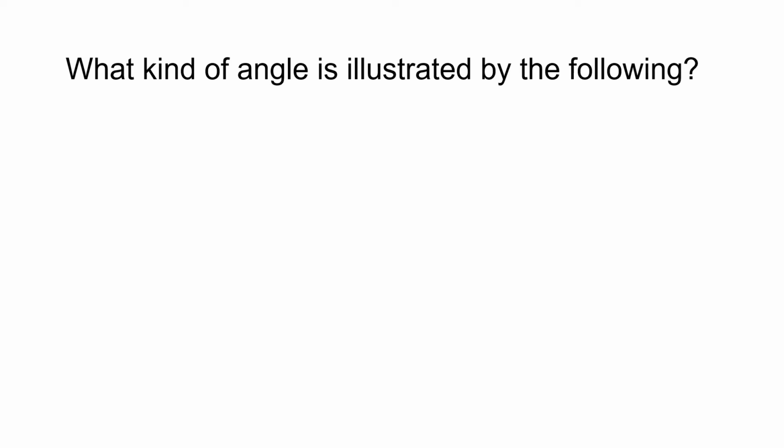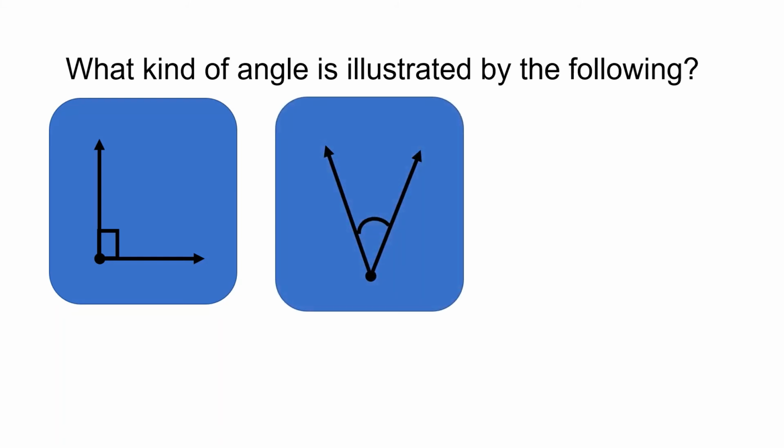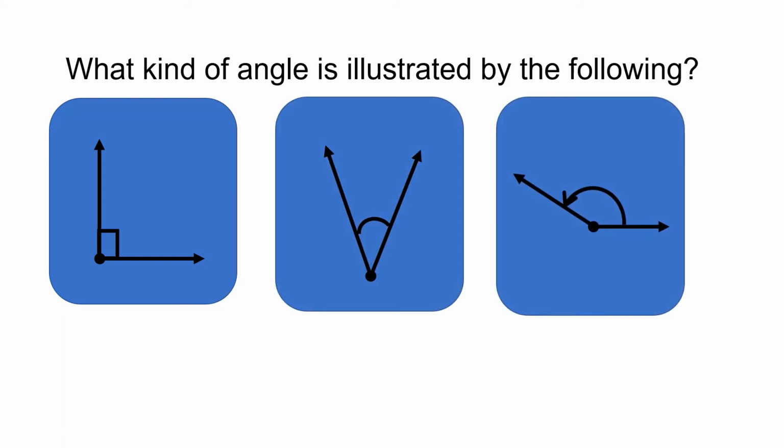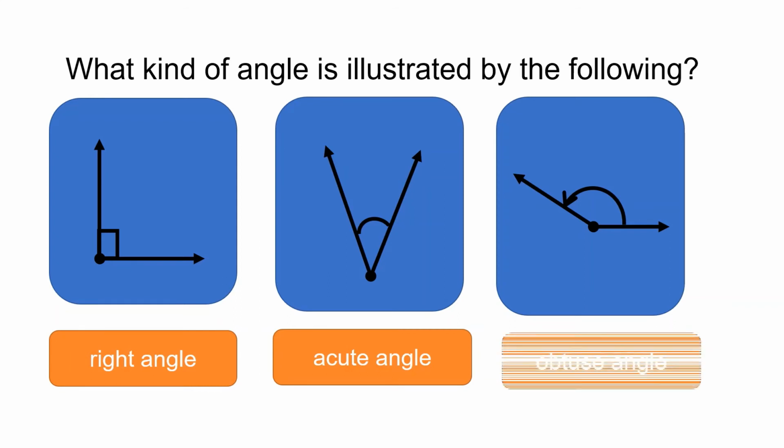Now let us have an activity. What kind of angle is illustrated by the following? First figure. Is your answer right angle? Good job. Next figure. Did you say acute angle? Correct. How about the last one? Is your answer obtuse angle? You're right.